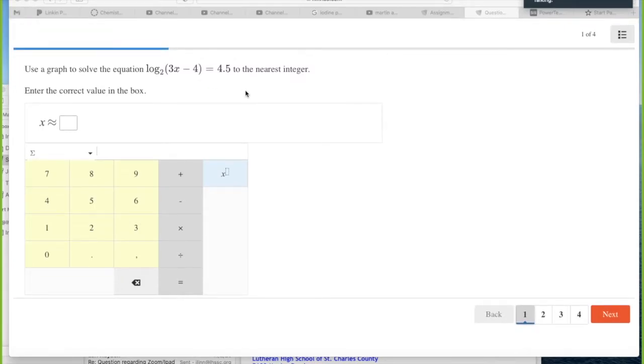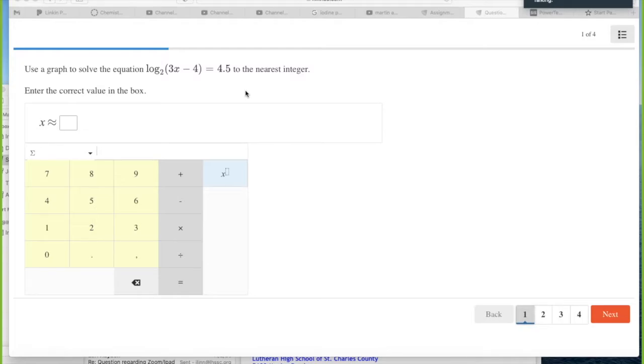So here we go. It says use a graph to solve the equation log base 2 of that equals that, to the nearest integer. So here's the issue though. We don't have a way to enter that into our calculator, in most calculators, I should say. So first we're going to change that to log base 10, and then we can put that into our calculator.